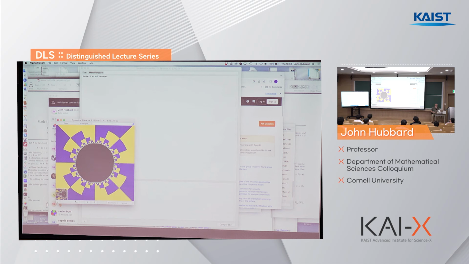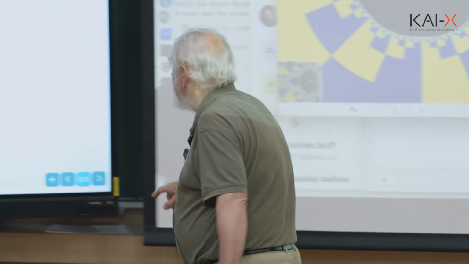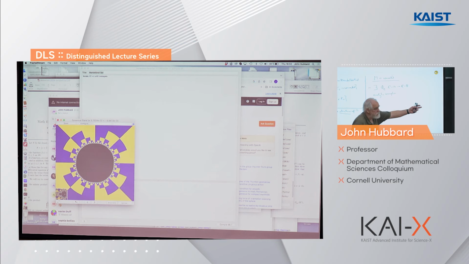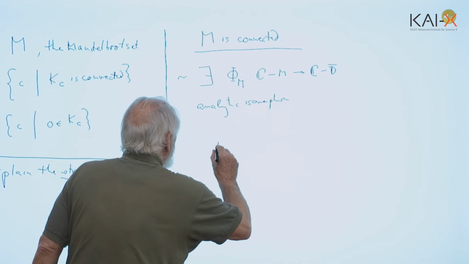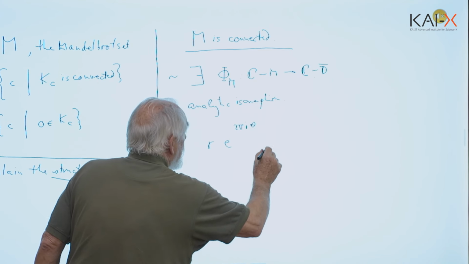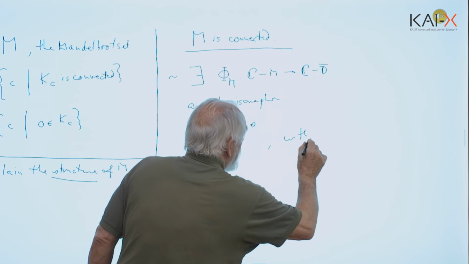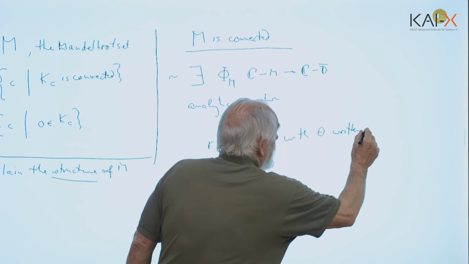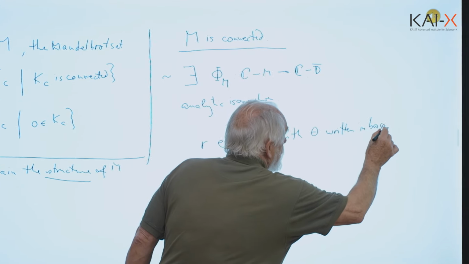Okay. The reason for which I am bringing up this picture is to draw this set, C minus the closed unit disk. You can see it there, but you can do much better than just see it. You can see r e to the 2 pi i theta with theta written in base 2.